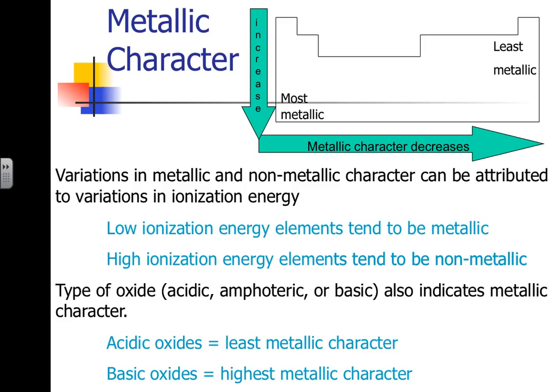If you take a look at the trend line, least to highest, the least metallic character, imagine right up over here. These are going to be the least metallic, and they would have acidic oxides, and then basic oxides would be at the bottom.